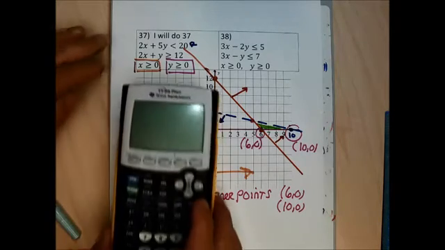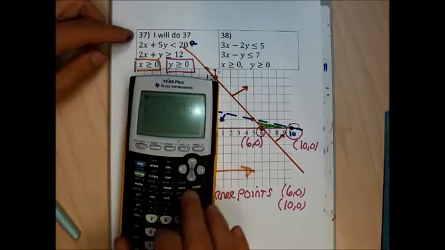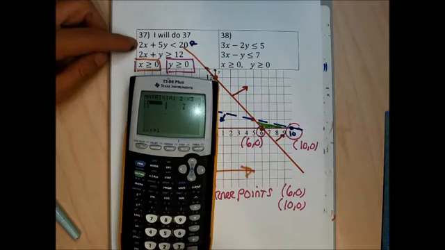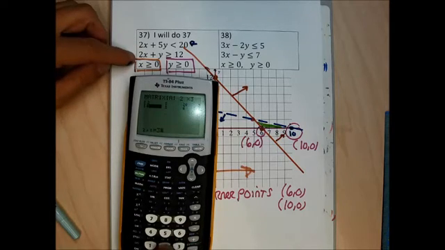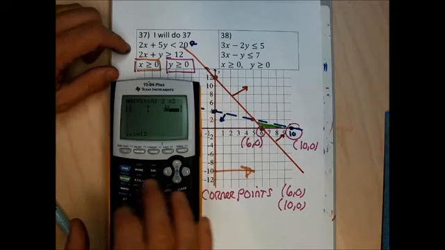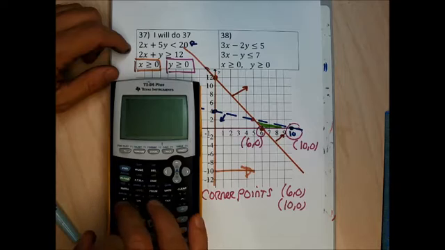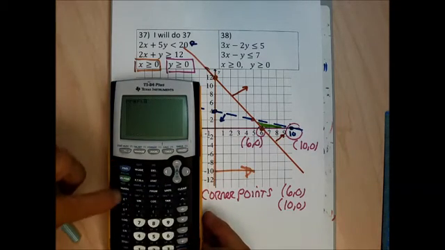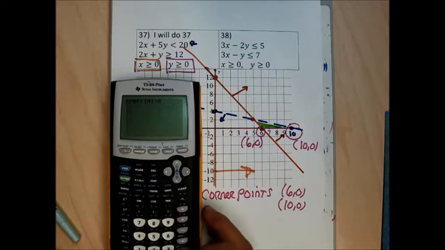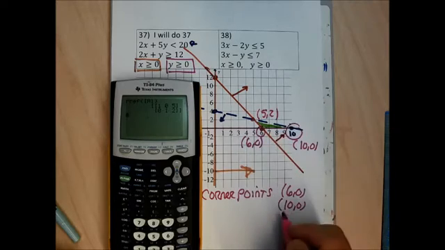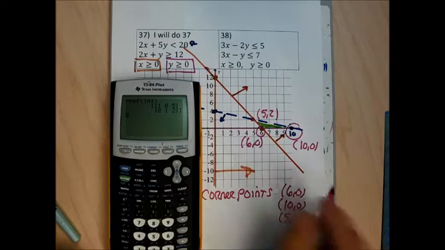Let me see what it is real quickly by going clear, second, matrix, edit, do a 2 by 3 matrix with 2, 5, 20 from the first row, 2, 1, 12 from the second row, then second quit, second matrix, math, RREF, second matrix, names, enter, enter, and I do get 5 and 2 for that point. Those two lines cross at the point (5, 2). That's the last of my corner points.